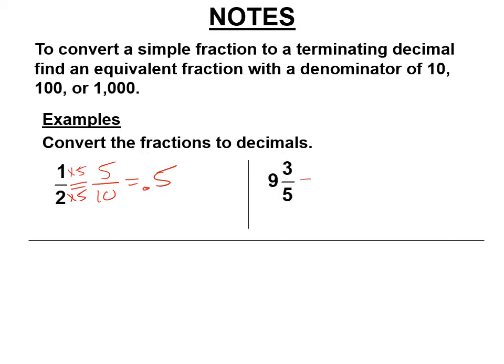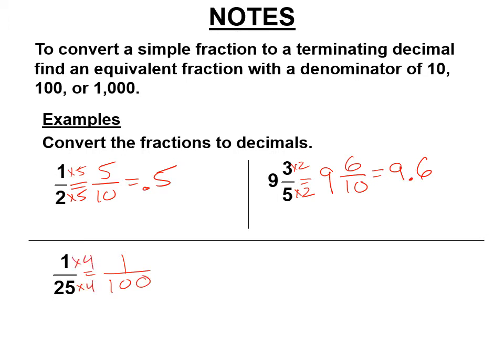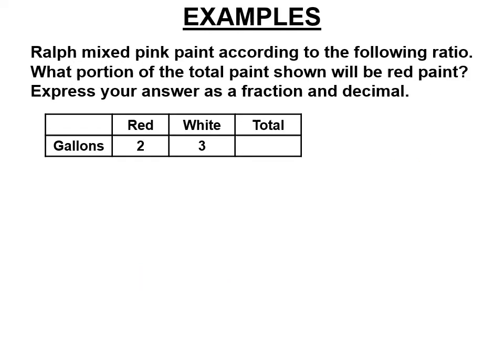9 and 3/5, so it's 9, and we can do 10 again. 5 times 2 is 10, so 3 times 2 is 6, so that's 9 and 6/10, also known as 9.6. 1/25, well, we can't put that over 10, right? So we can put it over 100, right? Because 25 times 4 is 100, and 1 times 4 is 4, so that's 4/100. So as a decimal, 1/25 is 0.04.